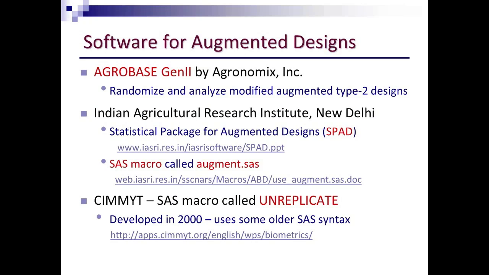I searched around for software available for analyzing augmented designs. The AgriBase has a nice feature for looking at the MAD type 2 designs, and that's what the barley program here is using. There is also some software available from the Indian Agricultural Research Institute.